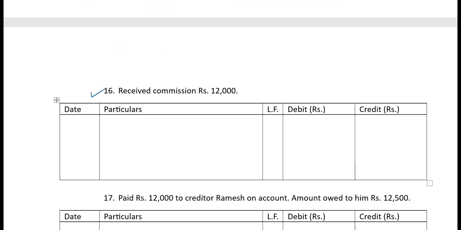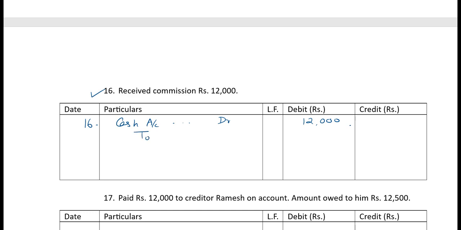Sixteenth transaction, received commission 12,000. Another instance of commission received or income received. So we debit cash account. The business is receiving cash. There's an increase in the asset of cash. So I debit cash account.